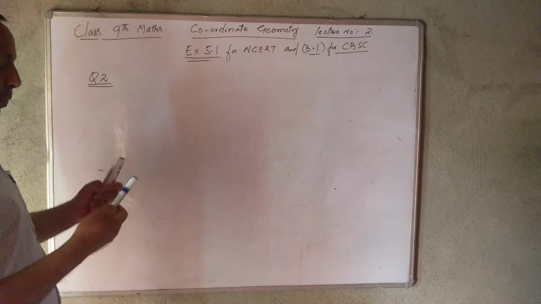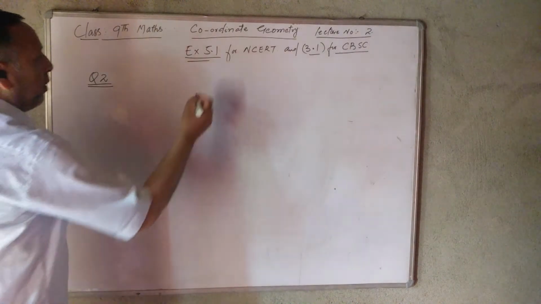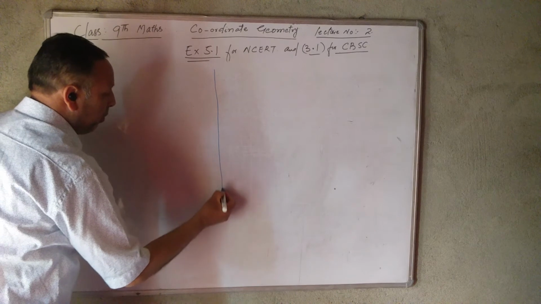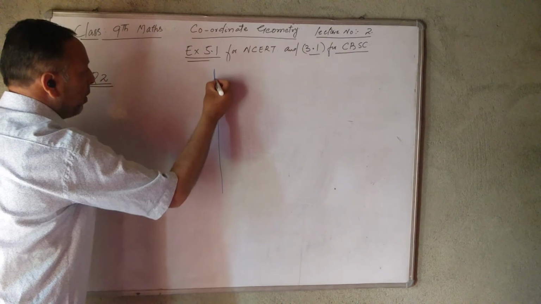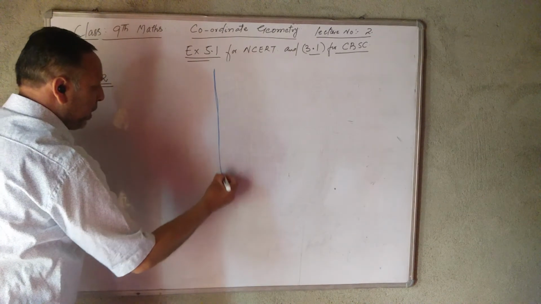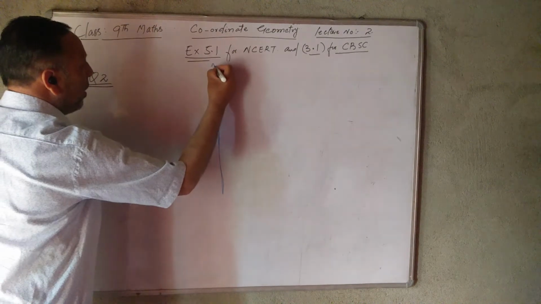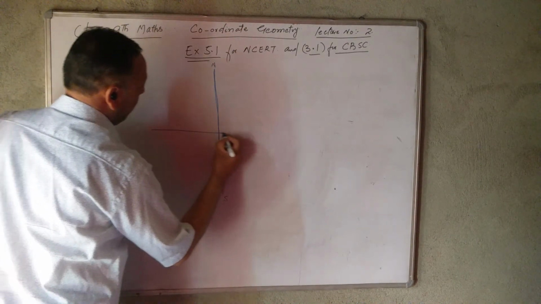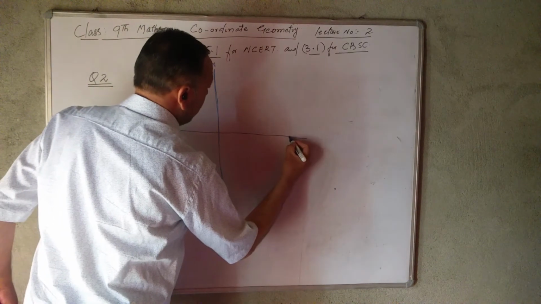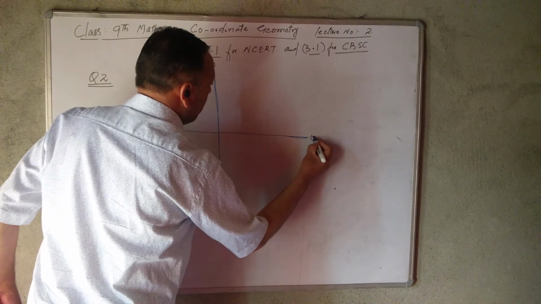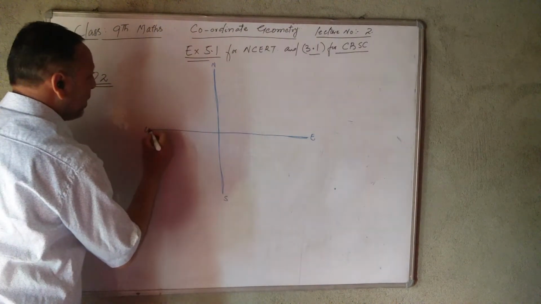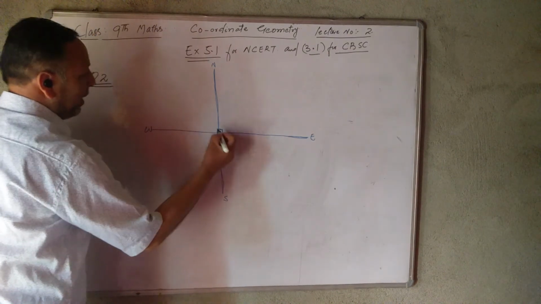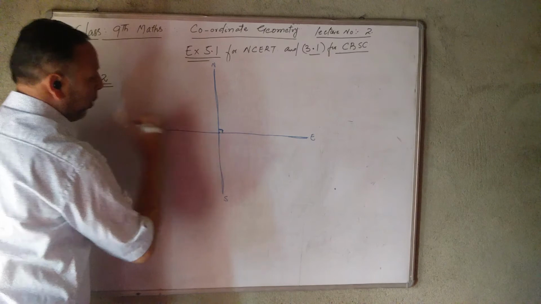Let this be the main street from north to south direction, and this be another main street in the east-west direction. Both the streets cross each other at right angles here. This is the cross point.